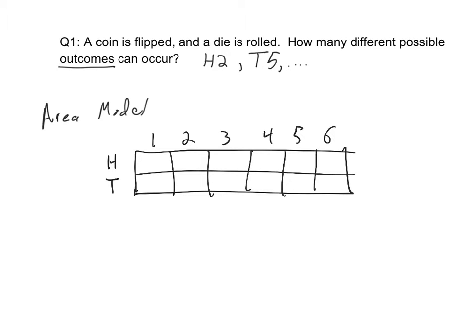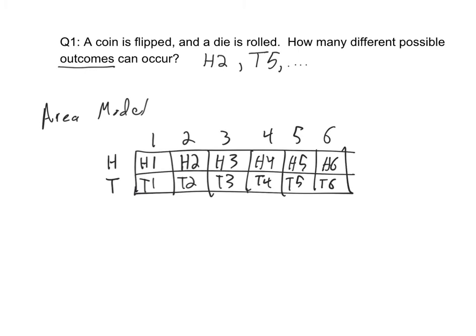And we can see that each cell in this matrix will correspond to one possible outcome. So this cell would be if I got a heads when I flipped the coin and rolled a 1 on the die. The one to the right of it would be if I got a heads when I flipped the coin and rolled a 2 on the die. So it could be heads 3, 4, 5, 6, or tails 1, 2, 3, 4, 5, or 6.